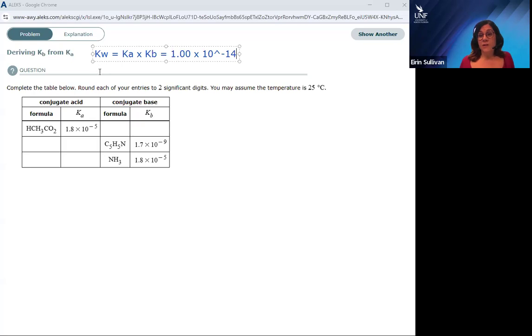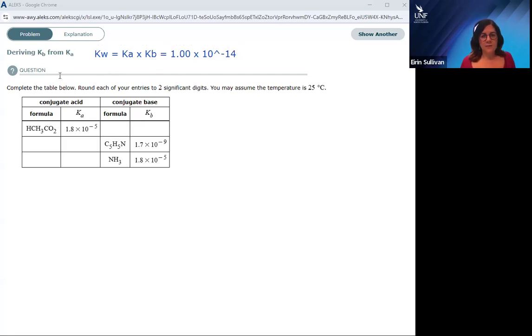Okay, so there's an inverse relationship. The bigger Ka is, the stronger the acid, right? The more that equilibrium lies to the right, the weaker its conjugate base, so the smaller the value of Kb. And vice versa. If something is a stronger base, the weaker the Ka value of its conjugate acid is going to be.